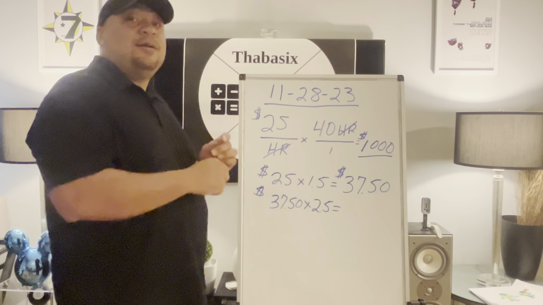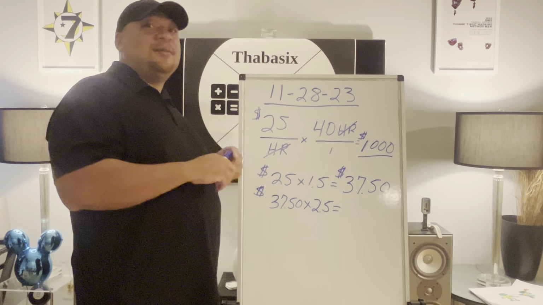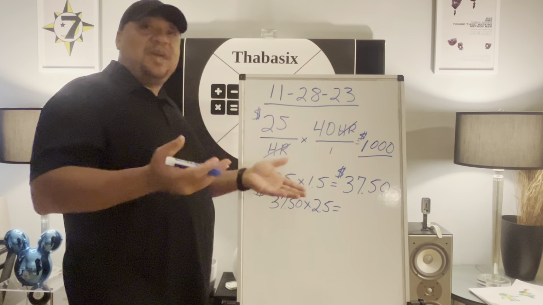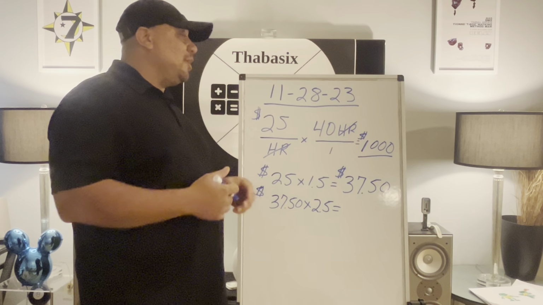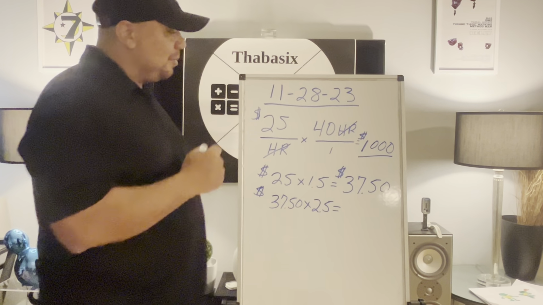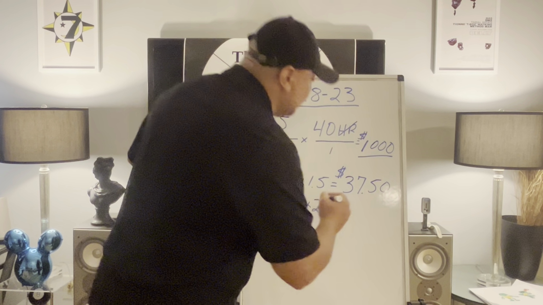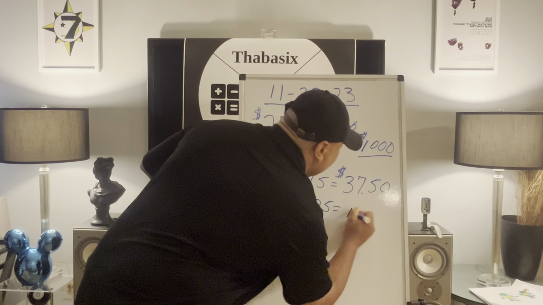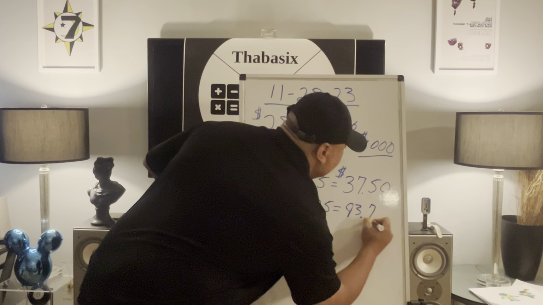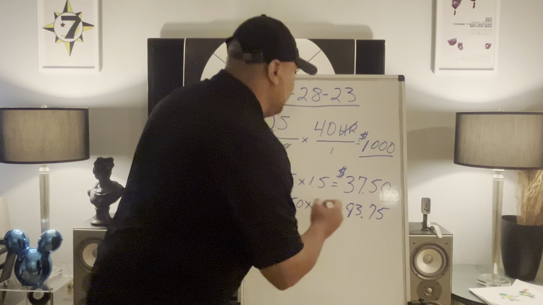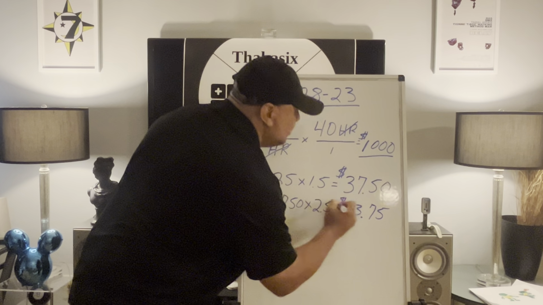Kids, now you know why your parents say that when they work overtime, they're getting paid more. I know it's less time at the house and less time with your parents, but they're trying to get the bills paid. So again, that's 93.75 dollars.